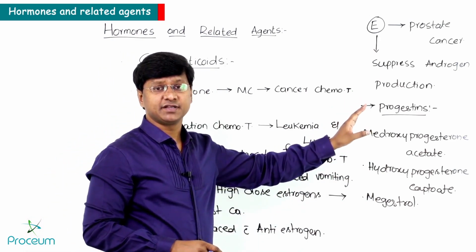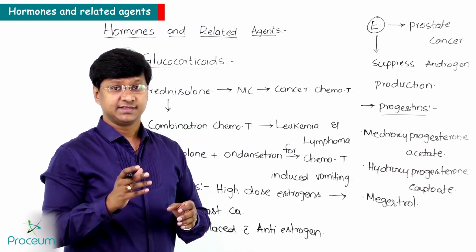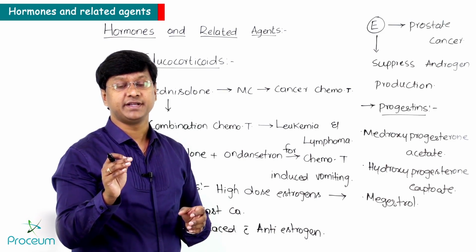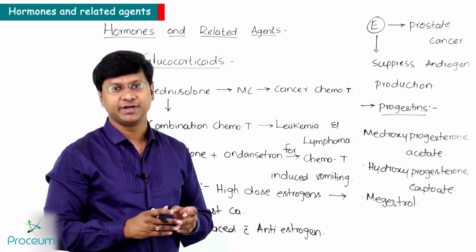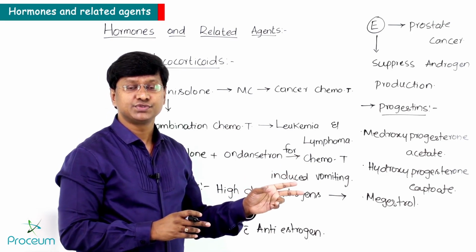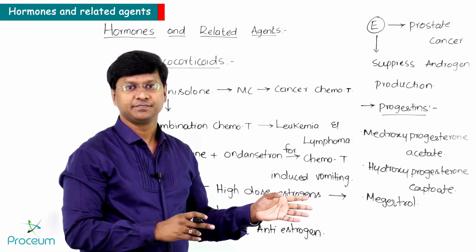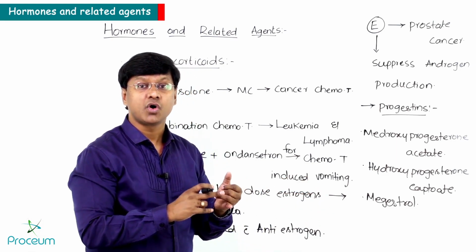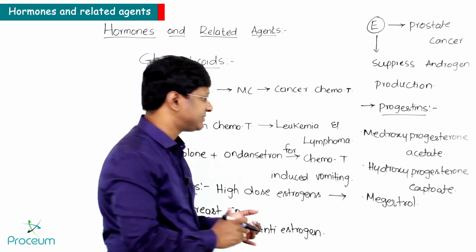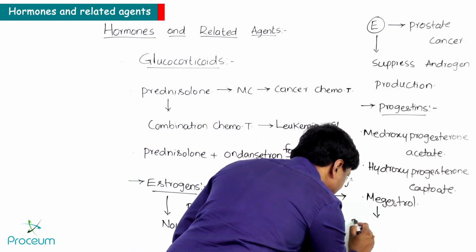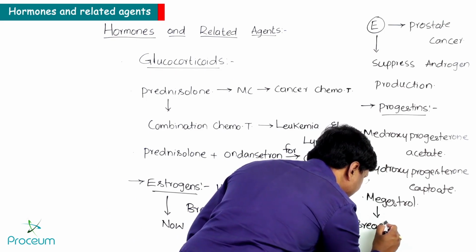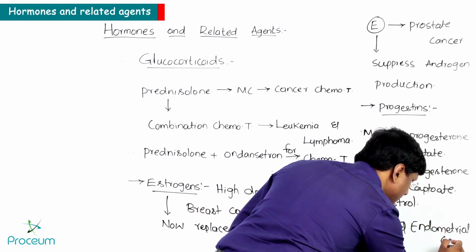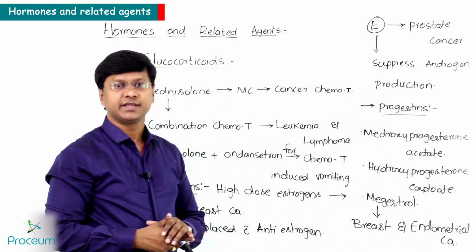These progestins are useful as second line hormonal therapy for metastatic hormone-dependent breast cancer and as well as endometrial cancer. So they are used in breast and as well as endometrial cancer.